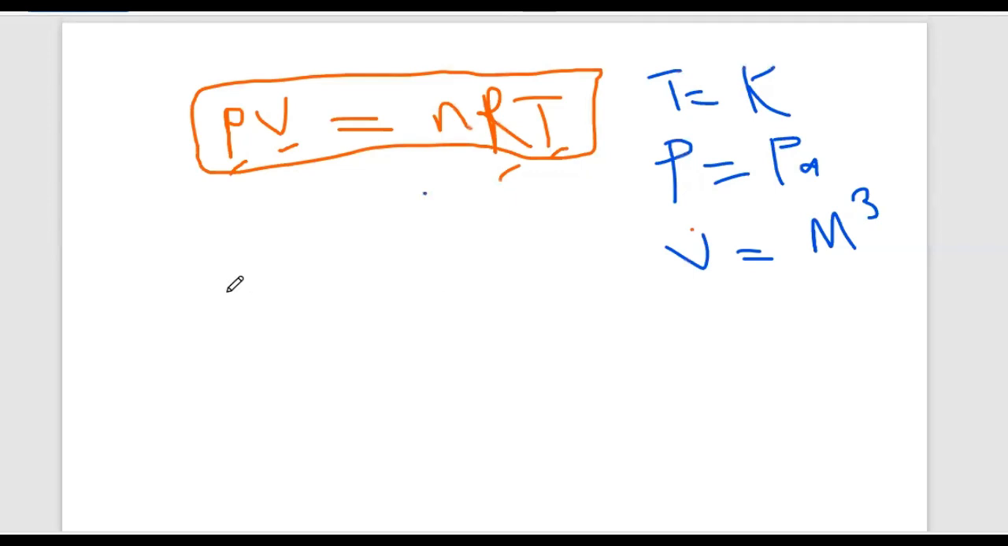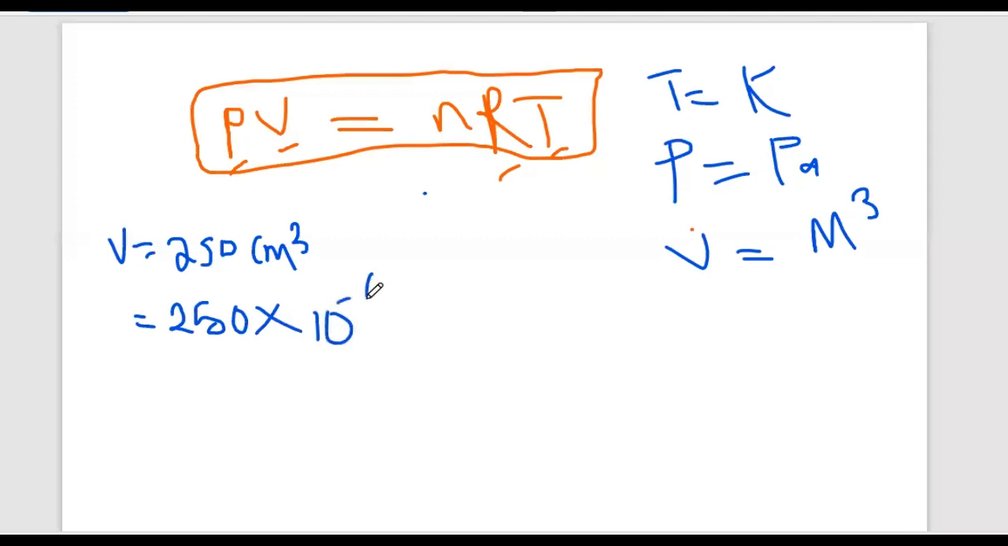We've been given a volume of 250 cubic centimeters, and we said we have to convert this to cubic meters. How do you do that? You just multiply this number by 10 to the power minus 6. If you multiply by this, it means you've changed to cubic meters. So this is our volume.